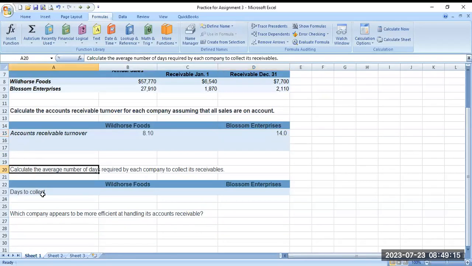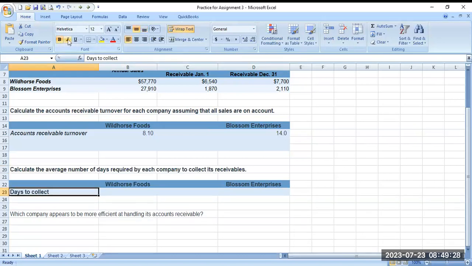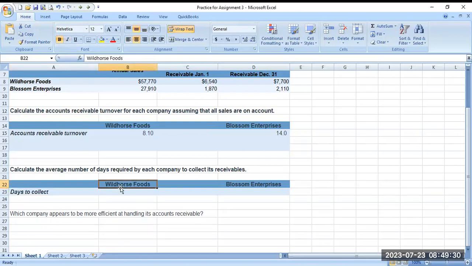Now the next question is, we need to calculate the average number of days required by each company to collect its receivables. So we're going to get again the days of collections, and that days for collection we're going to get as 365, which is the days of the year, divided by the accounts receivable turnover.